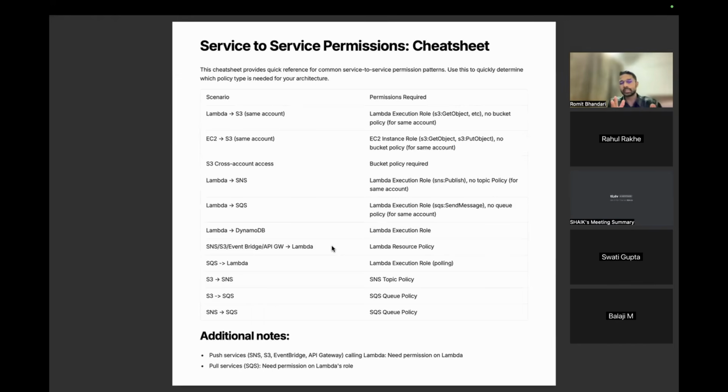And SNS to SQS, that's a very common use case where you have notifications getting sent, and then SQS is one consumer or one subscriber to one of the topics in SNS. This is a very common use case, SNS sending the message to SQS and then SQS processing it in the queue. SQS again downstream can have multiple consumers processing whatever is coming into the queue. So for that you require an SQS queue policy.